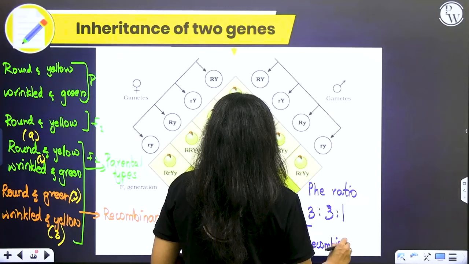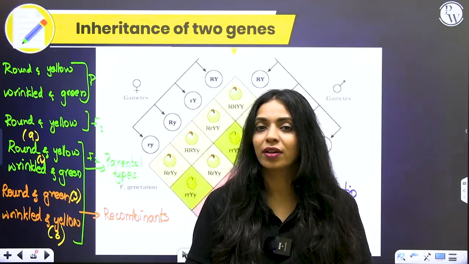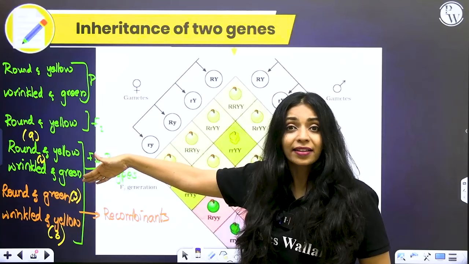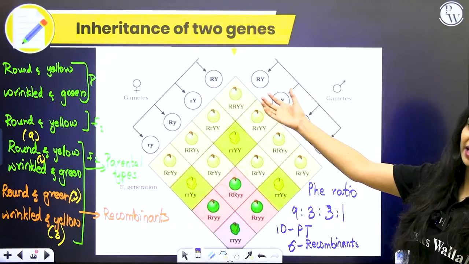What this indicates is that whenever two characters are considered, the inheritance of one character, or the segregation of one character during gamete formation, will not depend on the other. If they were tightly linked, we would not have gotten newer combinations. The fact that we got newer combinations indicates that during gamete formation, the pair of alleles that control one character will not interfere in the segregation of the other character, right?